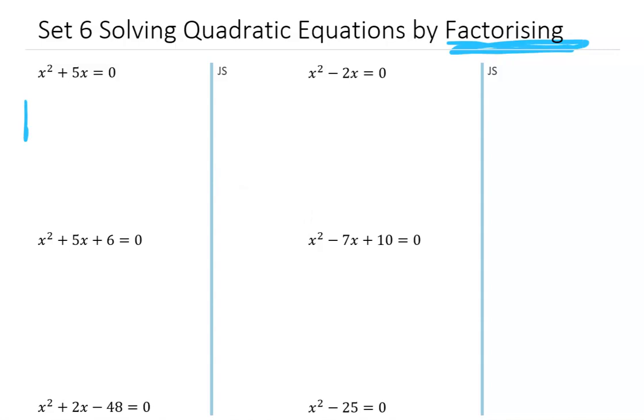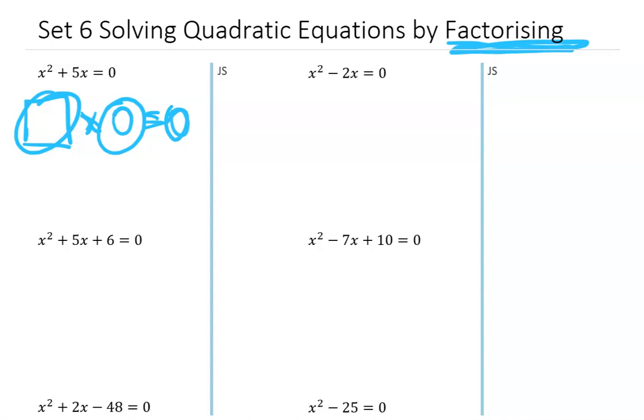So if I have something, I'm just going to draw a box. If I have something and I times it by 0, then I get nothing. Okay, anything times 0 gives me 0. So we need to put these into the form where it's something times something equals 0.